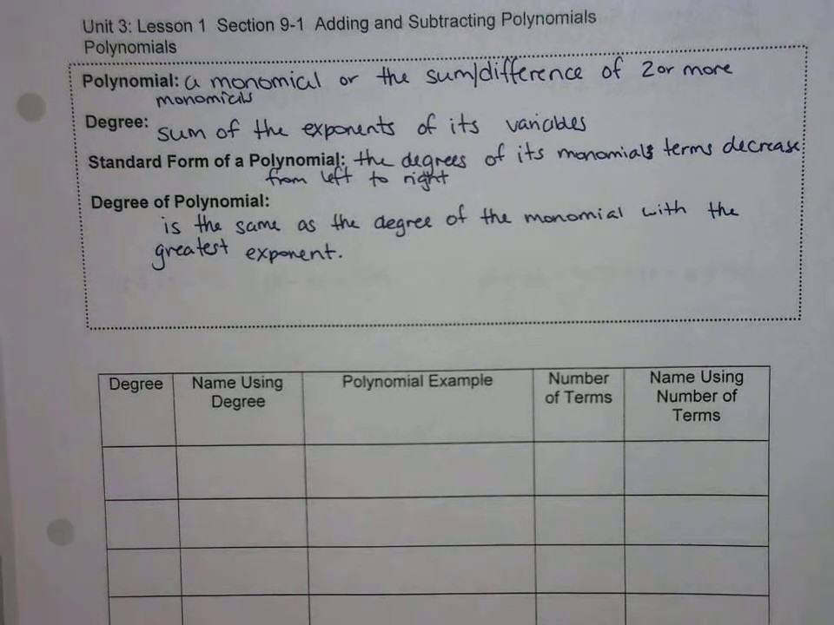Today we're going to be looking at adding and subtracting polynomials. A polynomial is a monomial or the sum/difference of two or more monomials. The degree is the sum of the exponents of its variables. Standard form of a polynomial is when the degrees of its monomial terms decrease from left to right, and the degree of a polynomial is the same as the degree of the monomial with the greatest exponent.